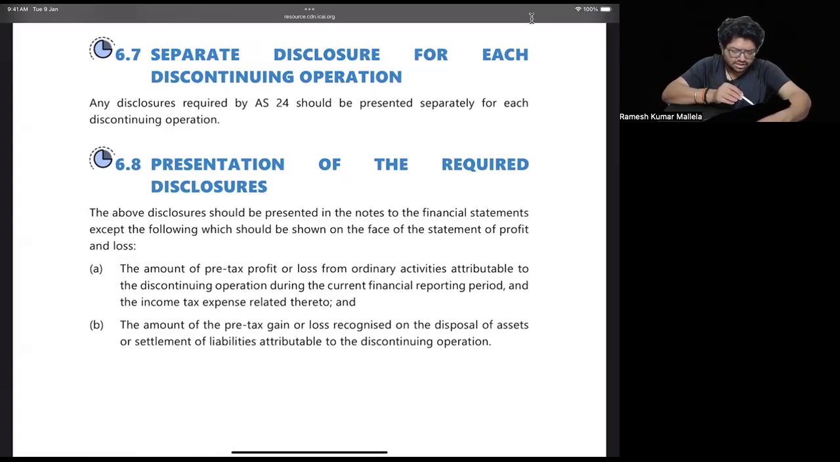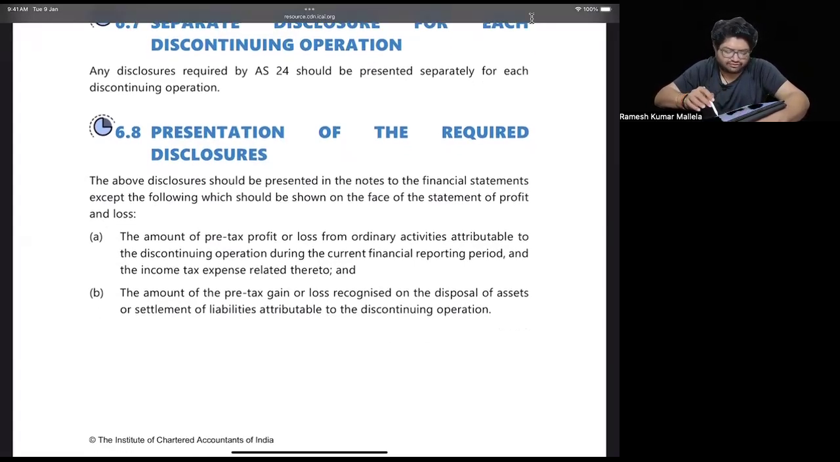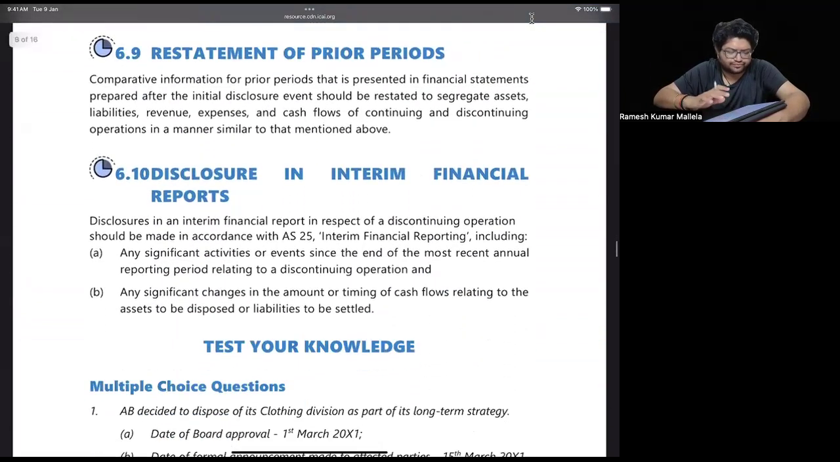So as I told you, amount of pre-tax profit or loss, presentation of the required disclosures is pre-tax profit or loss from ordinary activities attributable to the discontinuing operations during the current financial year and income tax expense related thereto. So you give how much the profit is and what the taxation impact is. Okay. Same way, pre-tax gains or losses from disposal of assets and settlement of liabilities for these discontinuing operations you will have to show. Okay.